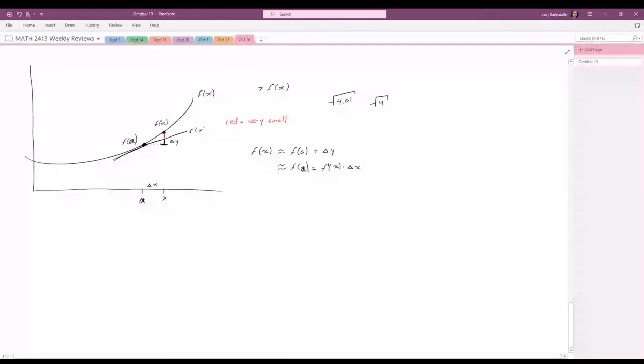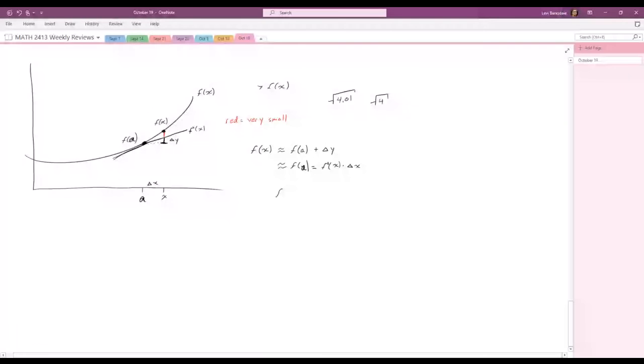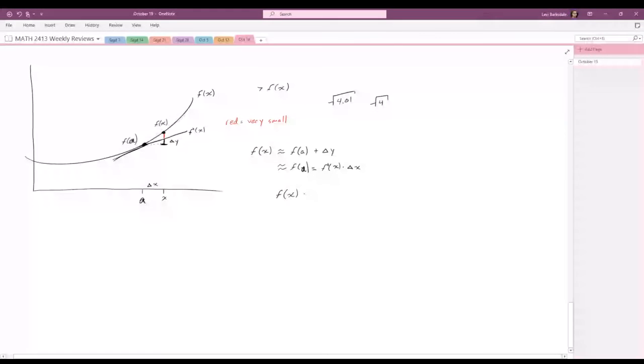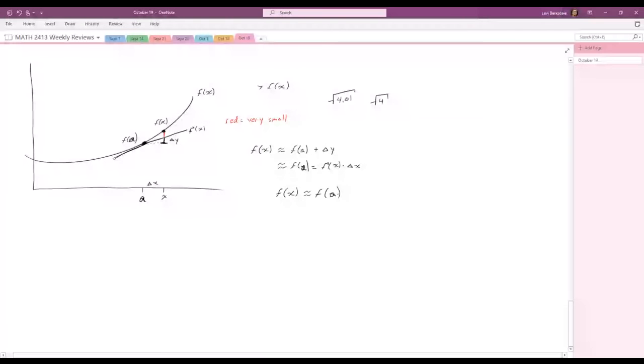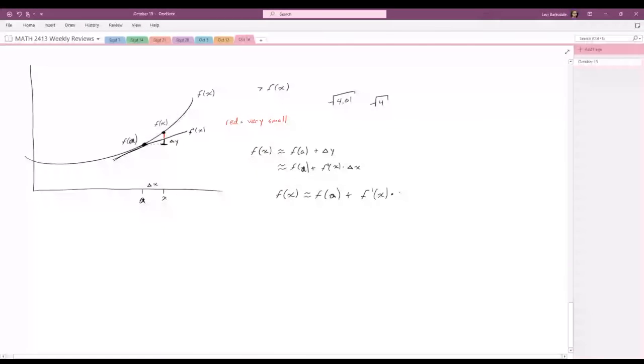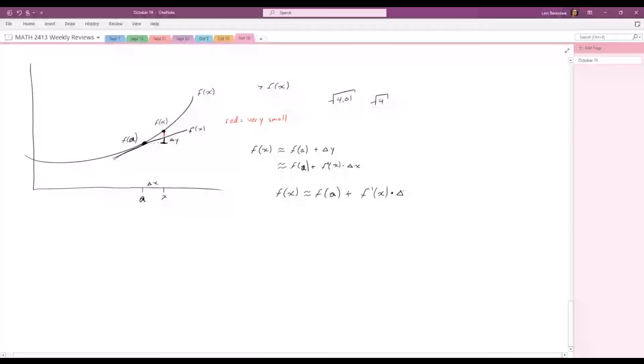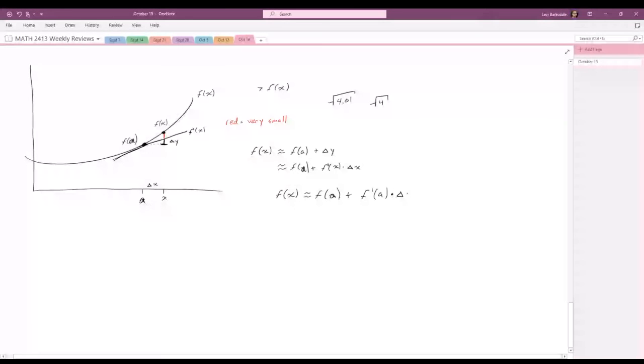So that's kind of the big picture idea of differentials. You're going to say a point that is unknown is about equal to a known point, plus the slope of your tangent line multiplied by, and really this should also be an a, sorry, however far over you're stepping.